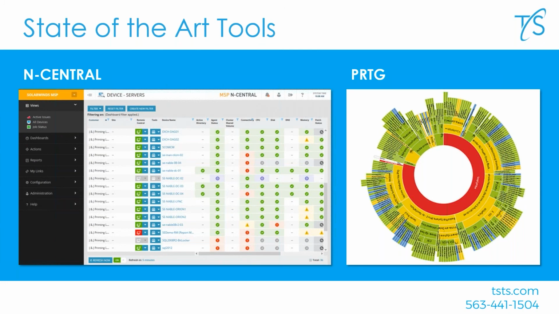We use state-of-the-art tools. We use N-central and PRTG, and that helps us with the automation of our antivirus, of our patching, looking at your backup, looking at if anything's down. So if something's down, if you've got a server down, we're going to know before you do. If you have an internet circuit down, we're going to be calling you and say, hey, we're working on it. We can see there are some problems you're having.